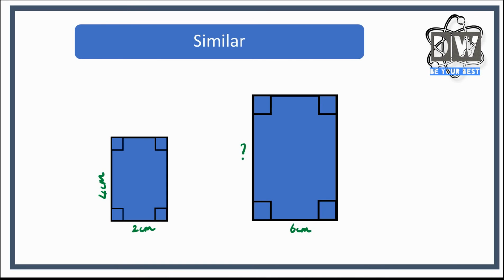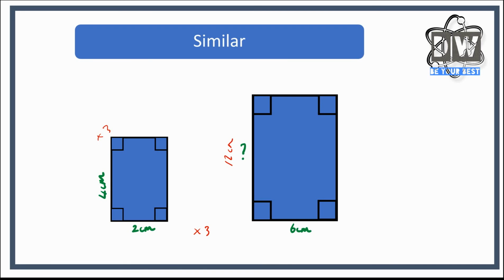Okay, so here we go. How did we get from 2 to 6? We times it by 3. How do we get from 4 to whatever? Because it's similar, enlarged, we're going to times it by the exact same amount. So times it by 3, and what we end up with is 12 centimeters, okay? Because they're similar, all right?